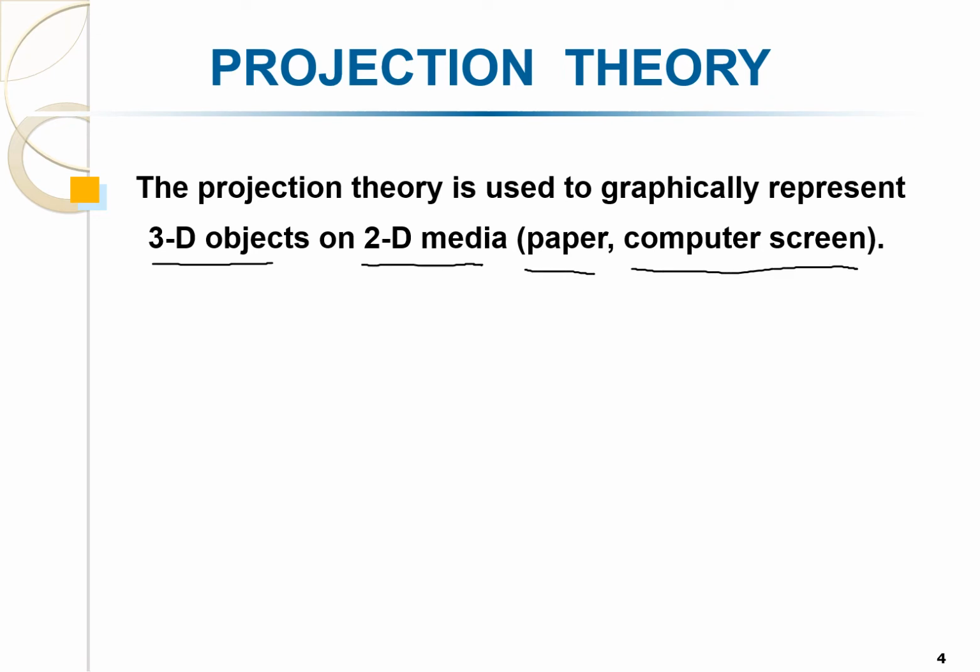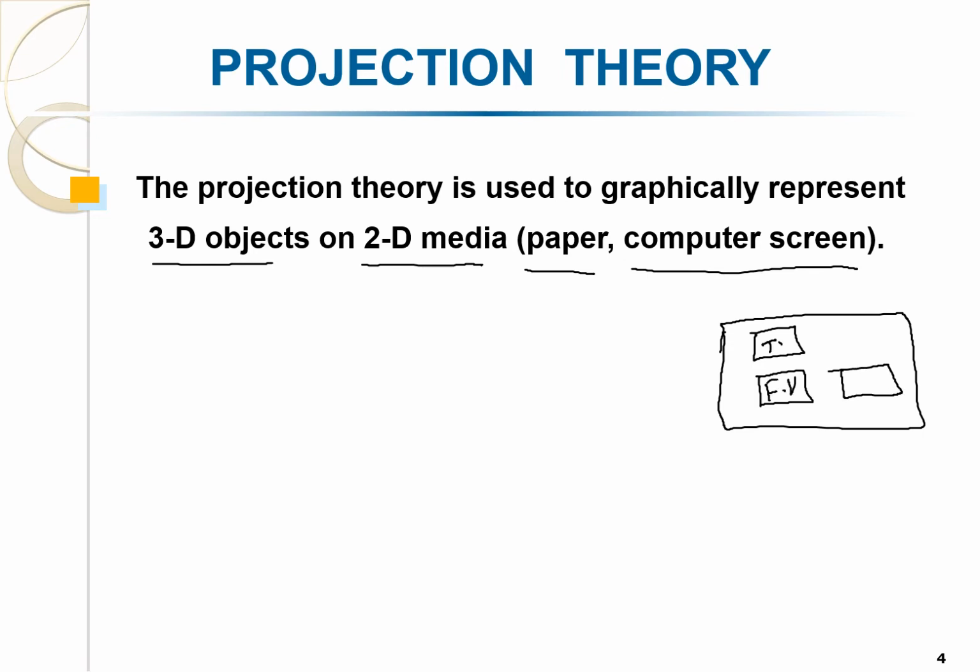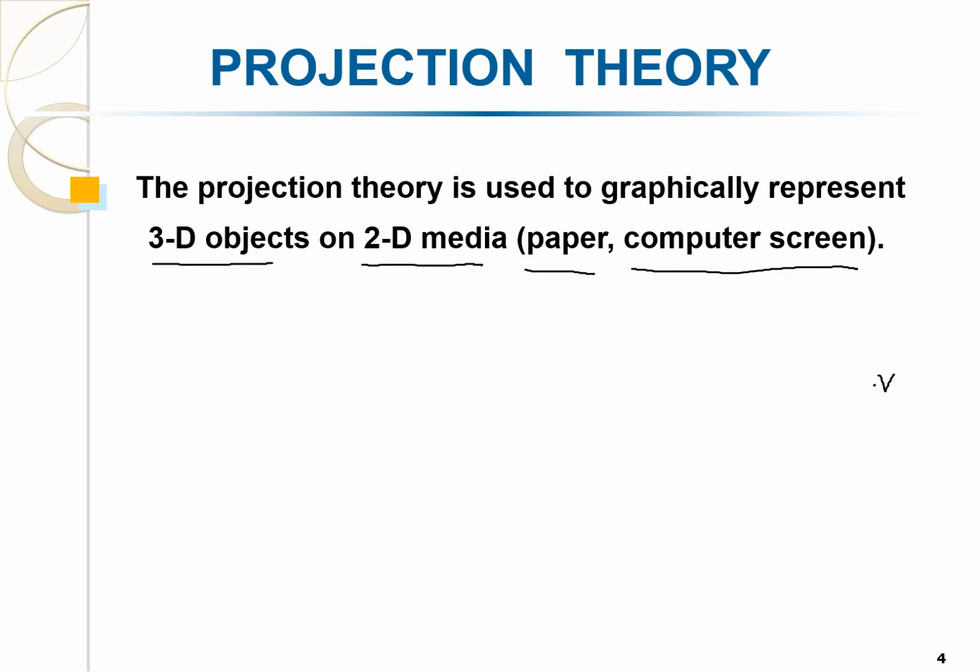As you already did in the lab, you were given a 3D object, and you drew 3 views of that object. That was the front view, the top view, and the side view. So this is what the projection theory gives us. Basically, this is the output of the projection theory, and now we will go through the elements in the projection theory that actually help us draw these 3 views.